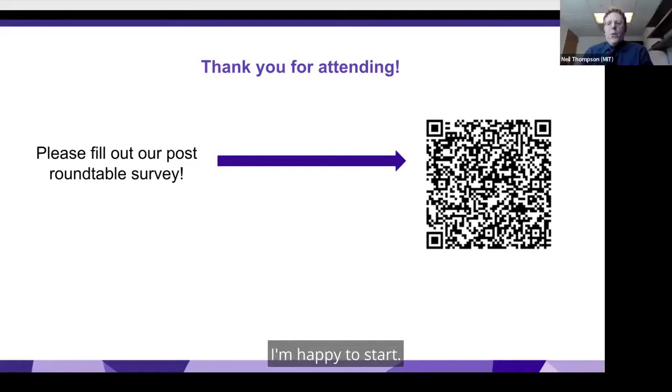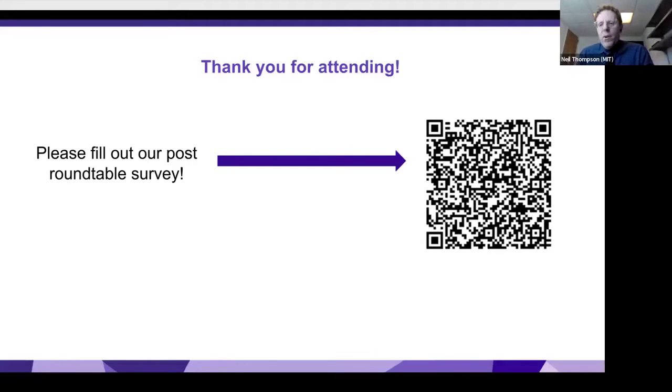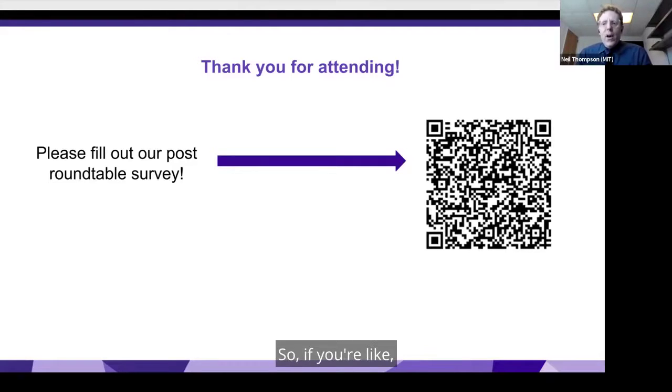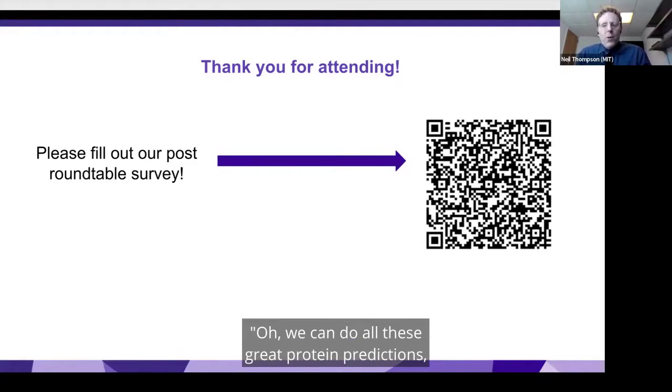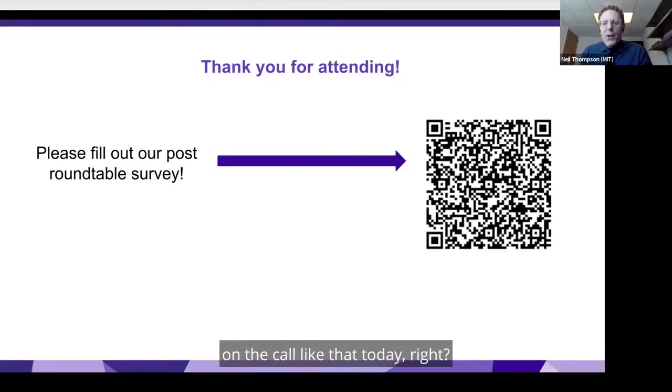Sure, I'm happy to start. I'm going to pass on some wisdom from Hal Varian, a very notable economist, who said, when you see something falling, like the cost of doing these kinds of predictions, what you want to do is become an expert in something that is complementary to that. So if we can do all these great protein predictions, then you want to go into some area that is next to that and can take advantage of better proteins.